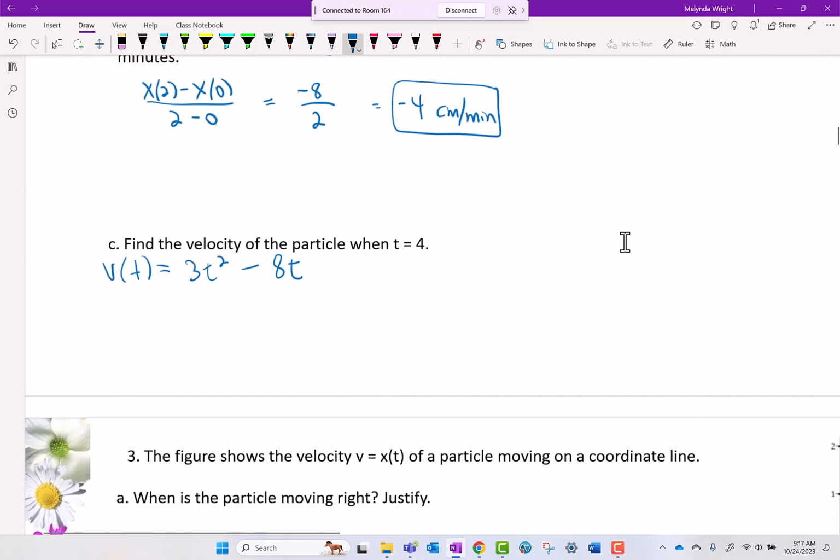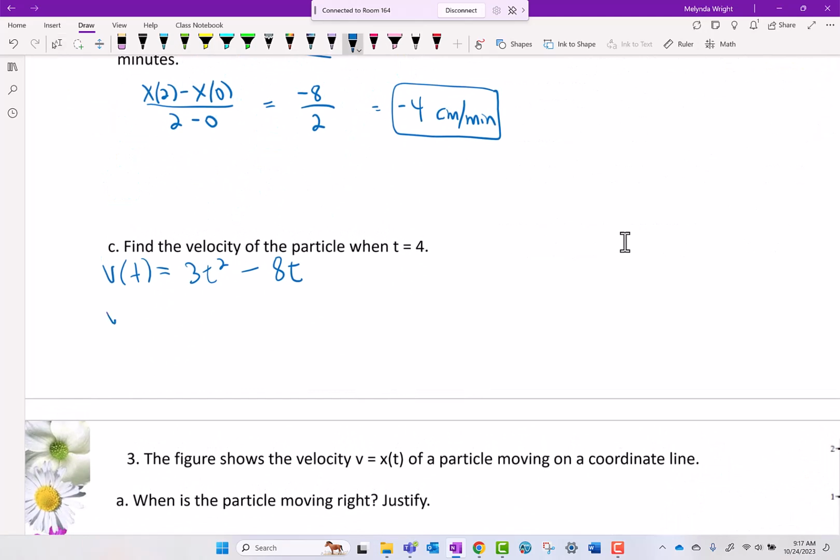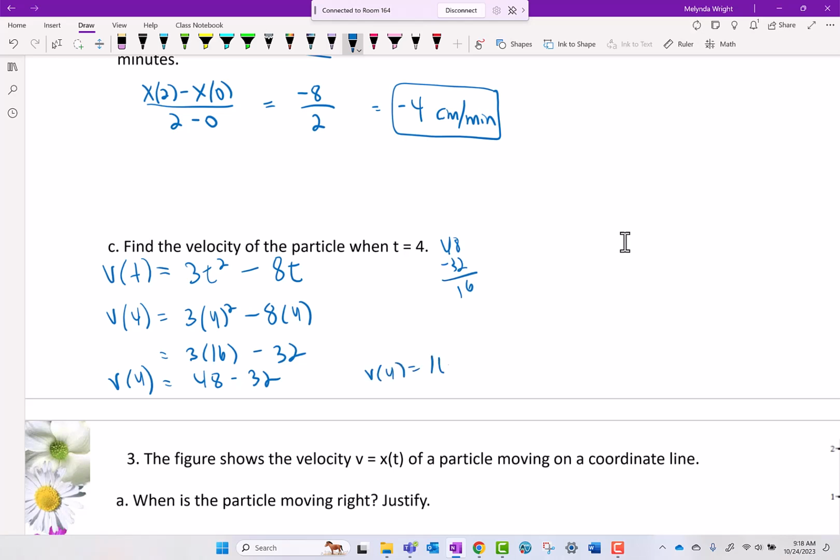Okay, we got that. So I want velocity at 4. So v of 4 is 3 times 4 squared minus 8 times 4. Oh goodness, 3 times 16. 8 times 4 is what, 32? Does anybody know what 3 times 16 is? It's 48, thank you. So 48 minus 32. So 48 minus 32 is what, 16? Thank you. So v of 4 is 16, and it's velocity, so we've got that centimeters per minute going on.